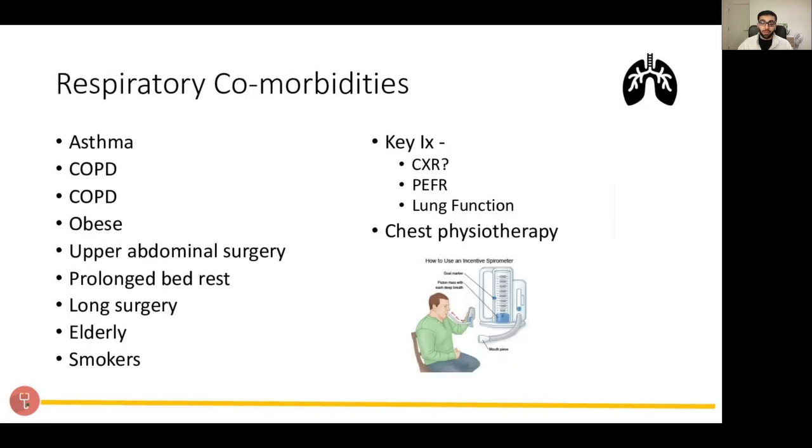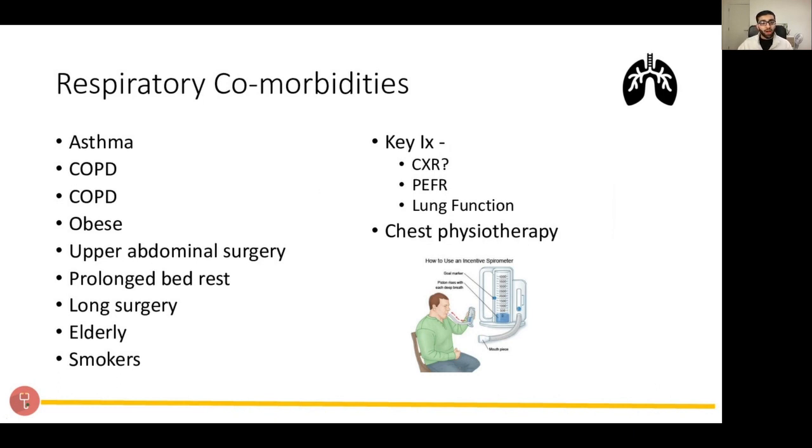So we've talked about cardiac comorbidities, but respiratory are equally important. Anesthesia itself can cause a reduced respiratory rate, a fall in the capacity within the lungs, so functional residual capacity, and it also reduces the ability of the mucociliary escalator to clear all that gunk that comes up through the chest. So all of these can lead to post-operative risk factors, such as post-operative pneumonia and atelectasis. And these emphasize the importance of deep breathing exercises, which we'll talk about in a second.